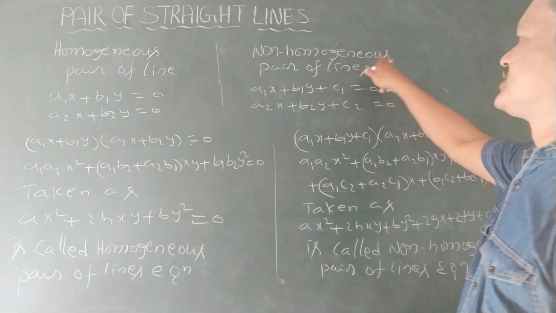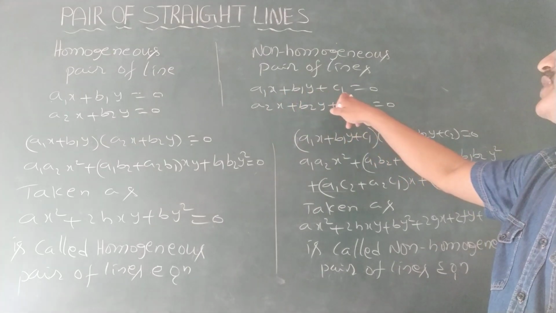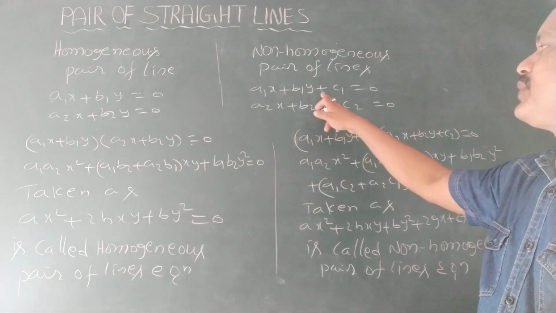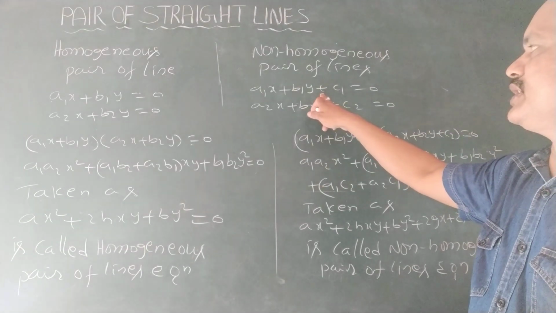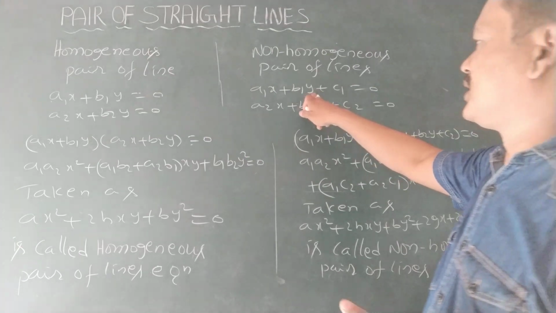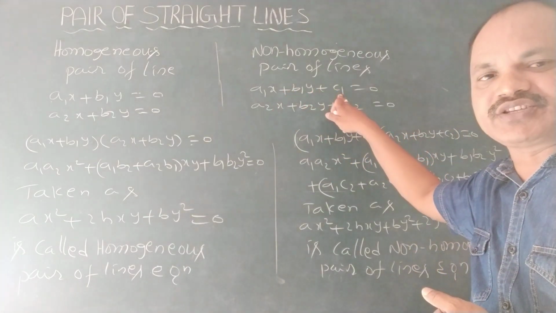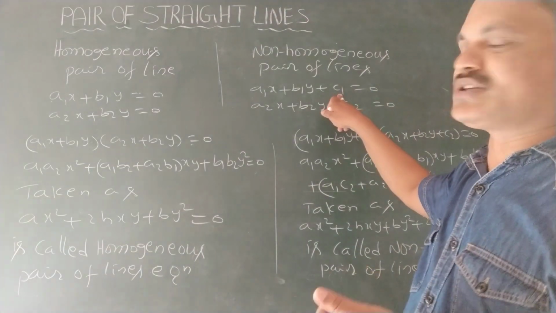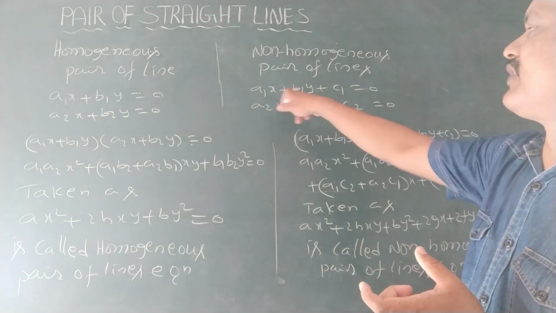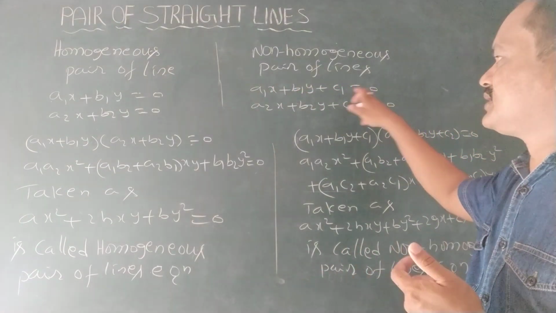Similarly, for non-homogeneous equations, we take two individual equations, a1x plus b1y plus c1 is equal to 0 and a2x plus b2y plus c2 is equal to 0. These two are first degree in two variables x and y. So these are non-homogeneous equations. Here it is x power 1, y power 1, but here it is a constant, with no variable power. That's why there are no same powers of the variables, and these two are called non-homogeneous straight lines.